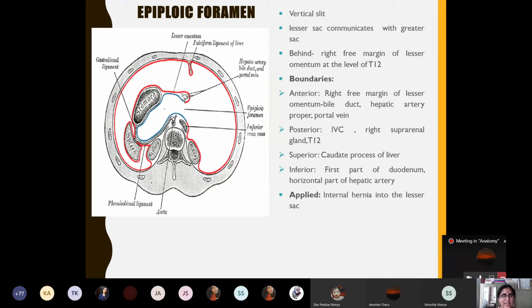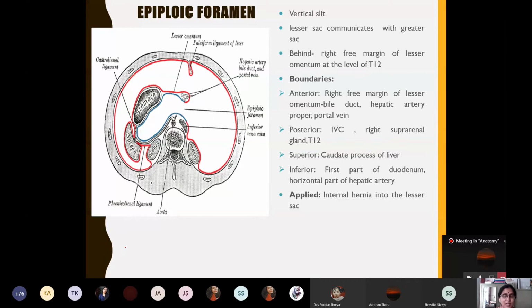What are the boundaries? Anterior boundary is the right free margin of the lesser omentum with its contents. What are the contents? Hepatic artery proper, bile duct and portal vein. Posterior boundary is formed by the body of T12 and which gland? Above the right kidney, here lies one gland. What is the name of this gland? Right suprarenal gland.